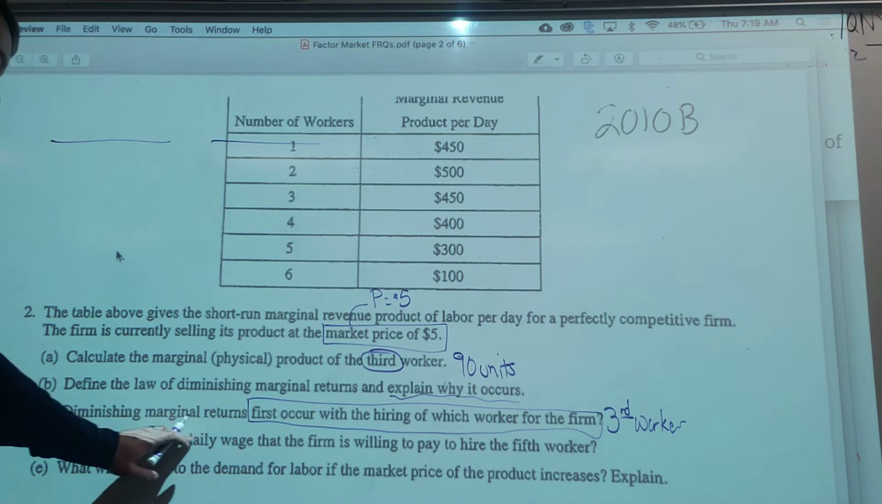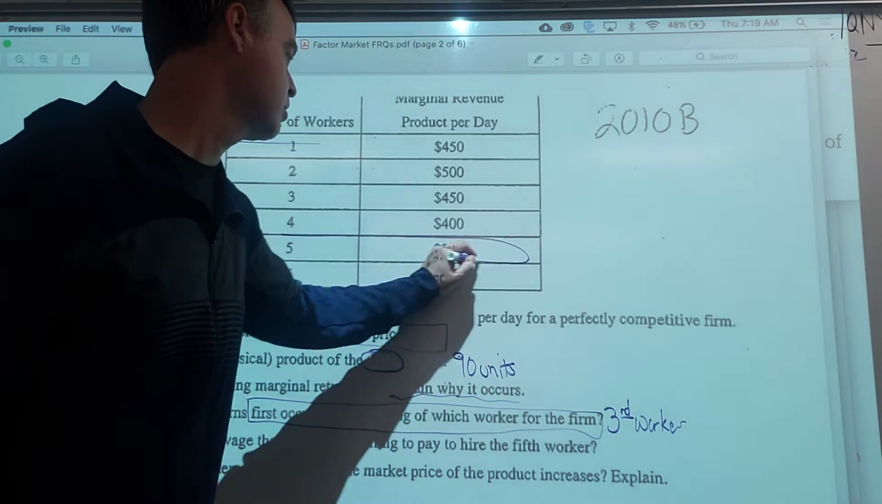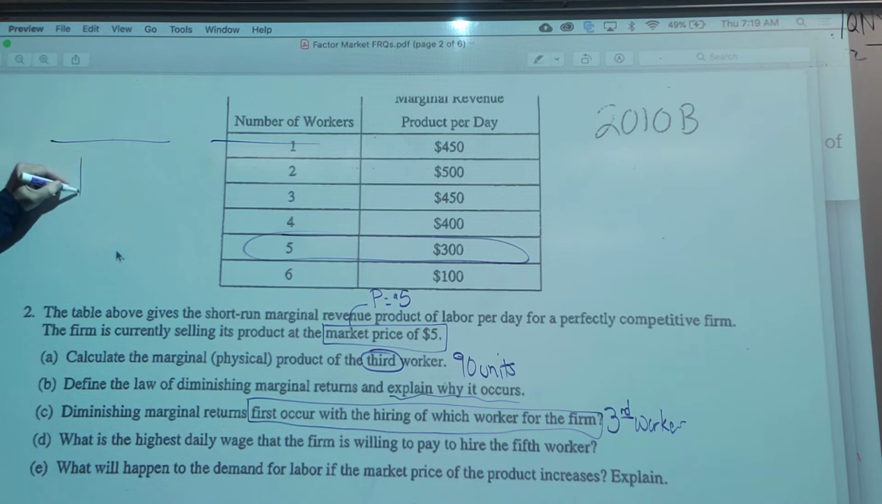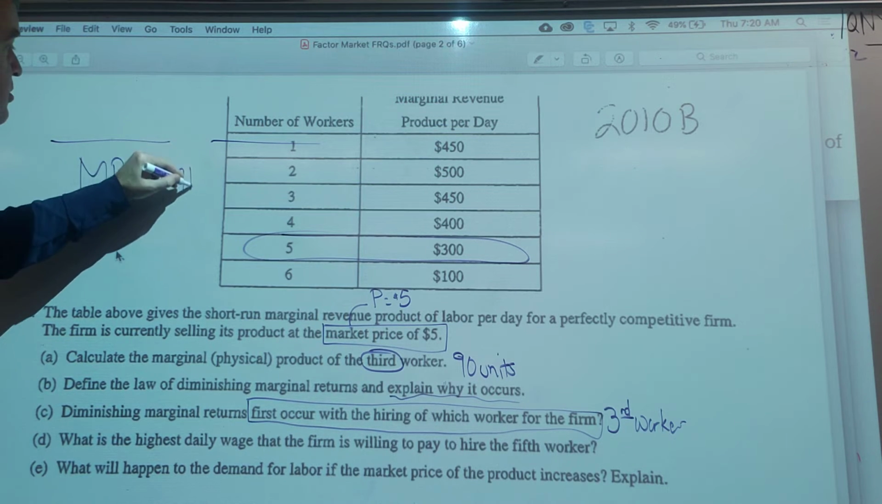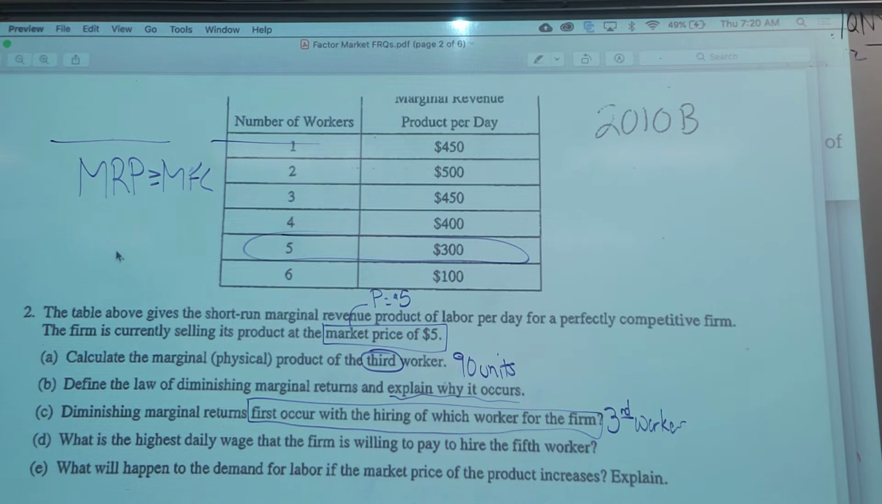D, what is the highest daily wage rate the firm is willing to pay to hire the fifth worker? Here's my fifth worker, so this must be what I'm working with. Well, I know I will hire you as long as the marginal revenue product is greater than or equal to the marginal factor cost. That's our hiring decision, okay? As long as marginal revenue product is greater than or equal to marginal factor cost, I am going to hire you.